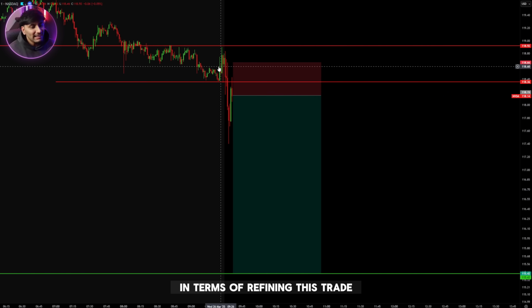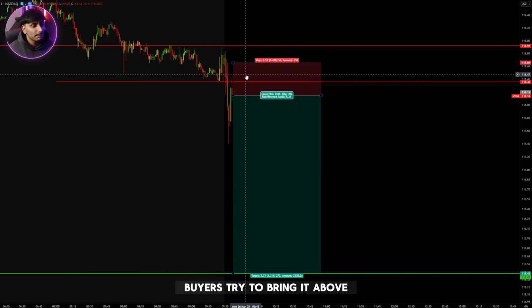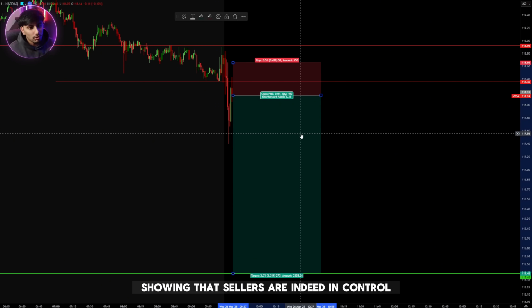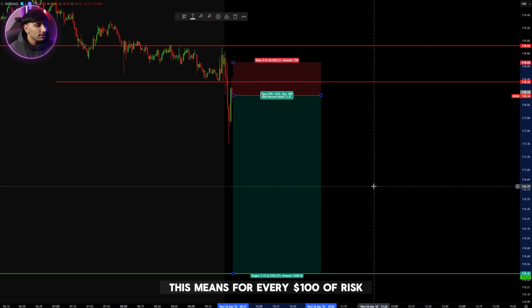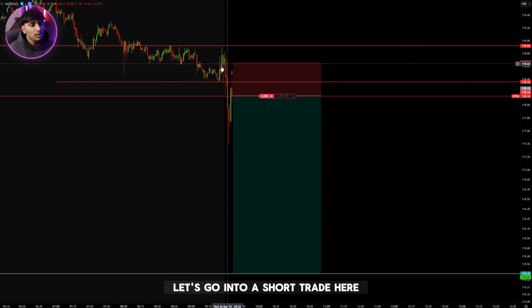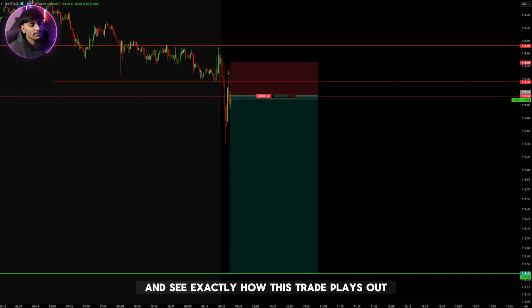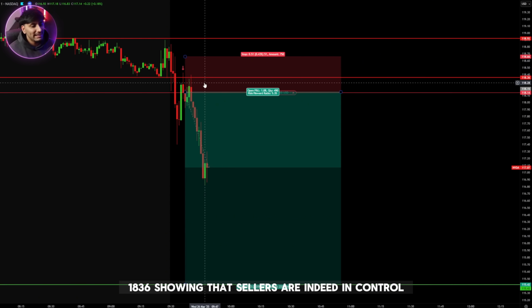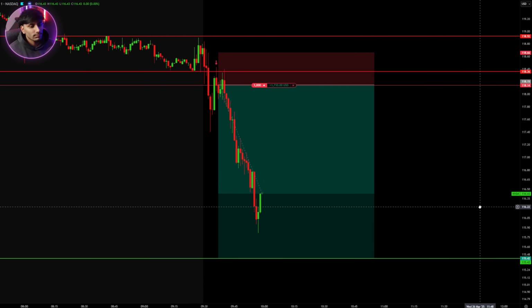In terms of refining this trade, we already are seeing the weak price action, buyers try to bring it above. We are now wicking back below, showing that sellers are indeed in control. Once again, for 5.35 risk to reward, this means for every $100 of risk, we would make $535 of profit. Let's go into a short trade here and see exactly how this trade plays out. Once again, you can see that rejection here right off that 118.36, showing that sellers are indeed in control.